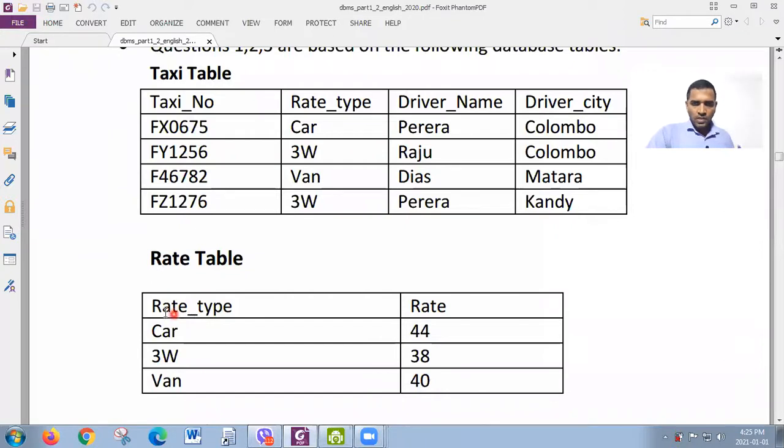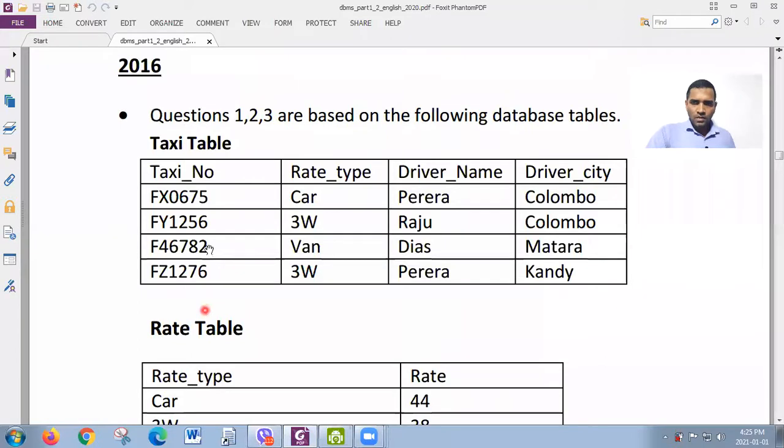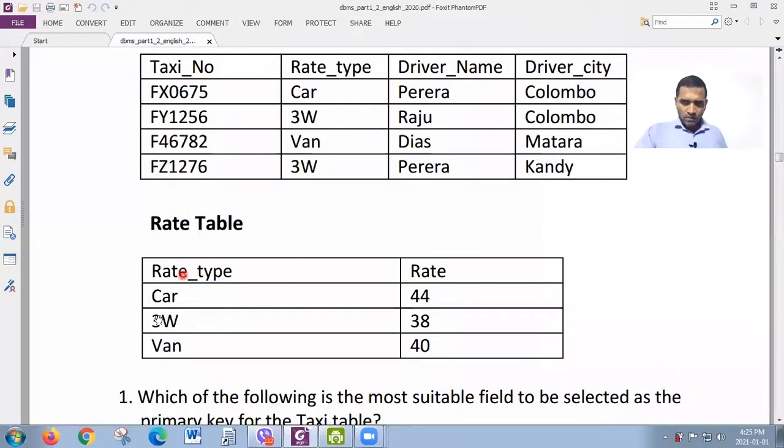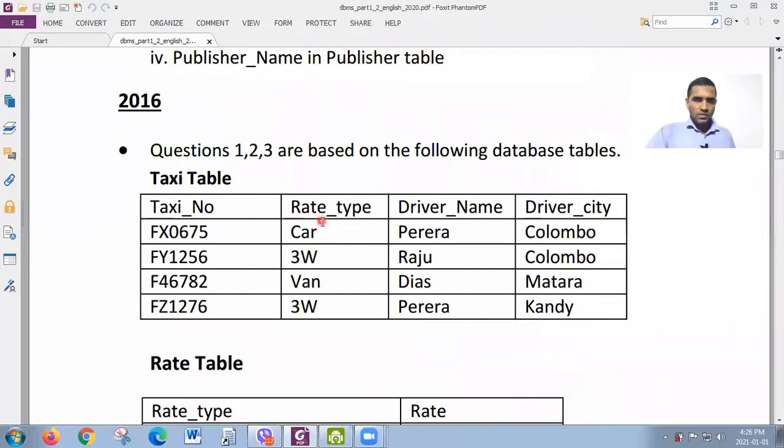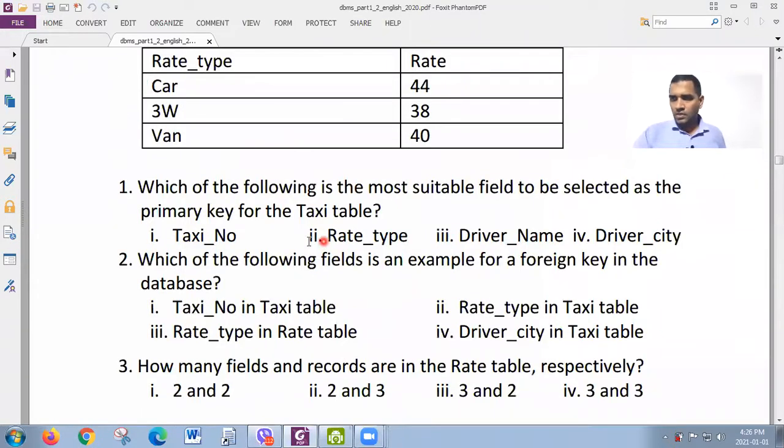So this is the primary key rate type. So now let's see whether this rate type is in taxi table. Yes, it is there. Look here, in taxi table, rate type is there. Is it a primary key? No, because primary key is taxi number. So now the primary key of rate table is rate type, but it is not the primary key in taxi table. So definitely, rate type in taxi table is the foreign key. Okay, so what's the answer? Rate type in taxi table, second answer. Okay, second answer.